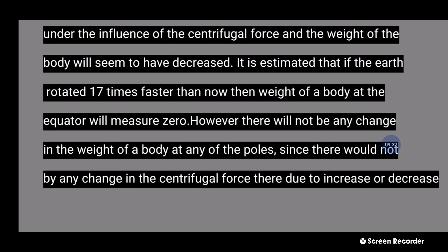It is estimated that if the earth rotates 17 times faster than now, then the weight of a body at the equator will measure zero. However, there will not be any change in the weight of a body at the poles, since there would not be any change in the centrifugal force, whether the speed increases or decreases.